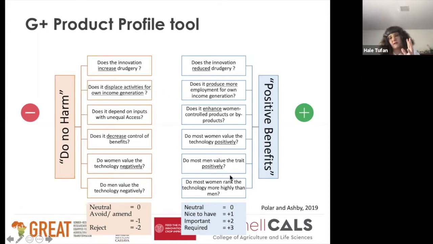And this right-hand side is, if you look trait by trait, is there evidence of a reduction of drudgery or more income generation or enhancement of women's roles in that crop, that those traits could be weighted more positively and included in the product profile. So this has been tested now, is being tested now on 4 different systems around bean, cassava, sweet potato, and wheat, just to see if this tool is working on existing product profiles. So there's a lot of exciting stuff going on there.